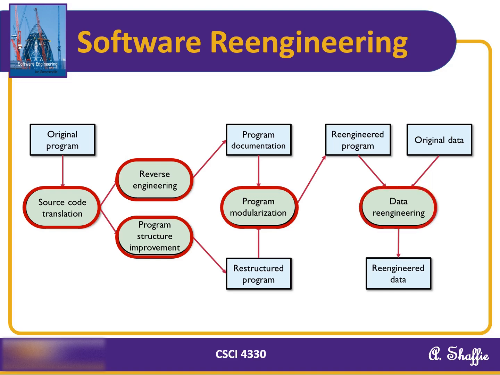And finally, we have data reengineering. Alongside the program, the system's data is also updated. This includes restructuring, cleaning, or improving the format of the data while keeping the content intact. At the end of this process, we have both a re-engineered program and re-engineered data, which are more efficient, maintainable, and ready to meet current business needs. This entire process helps extend the life of legacy systems, reduce risks, and lower costs compared to developing a completely new system.